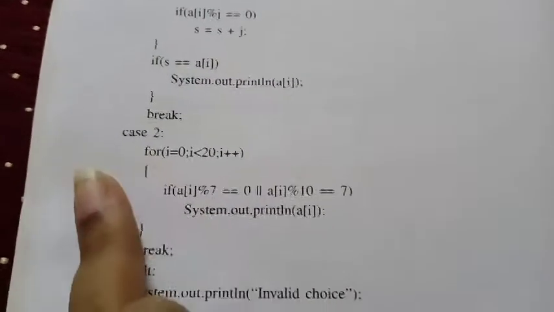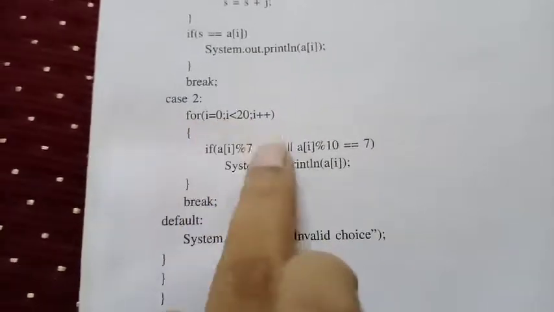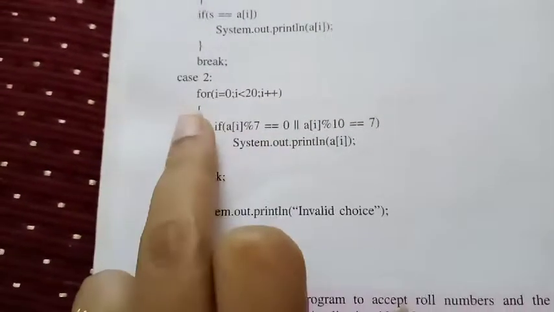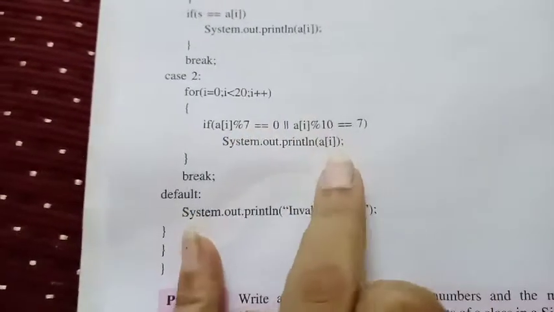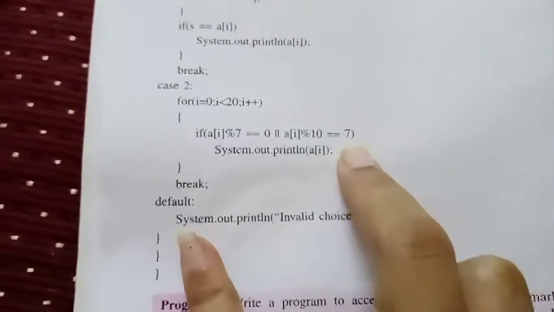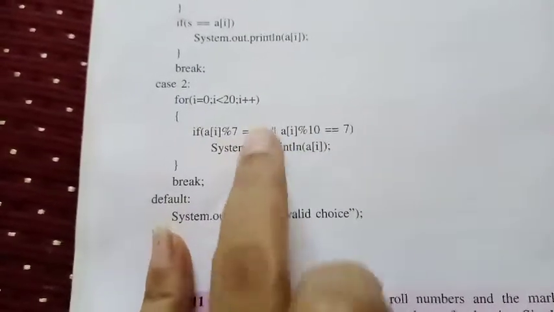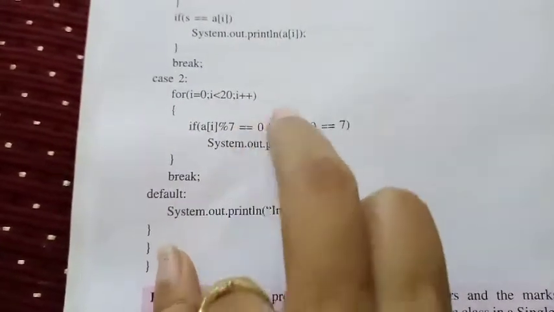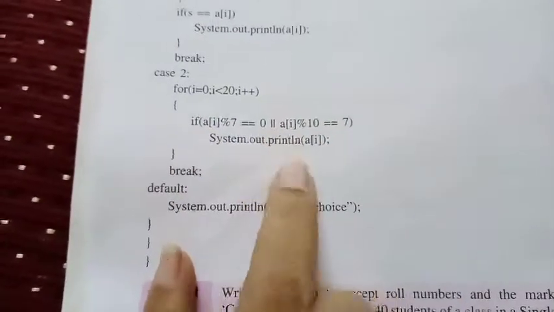Then if the option is 2, we are going to find the bus numbers. Okay, option 2, first we are going to find the bus numbers. Again we are getting the integers here. Here the number should be either divisible by 7 or the last digit, that is the number in the ones place, should be 7. Okay, if any of the conditions is true, we are going to take it as a bus number. That's why we have given the or operator here. Any one being true is enough, and we take that number as a bus number.